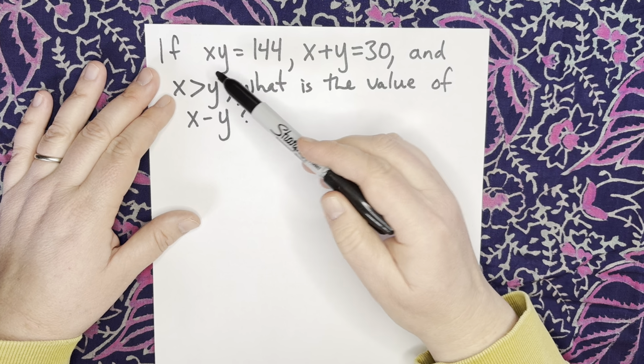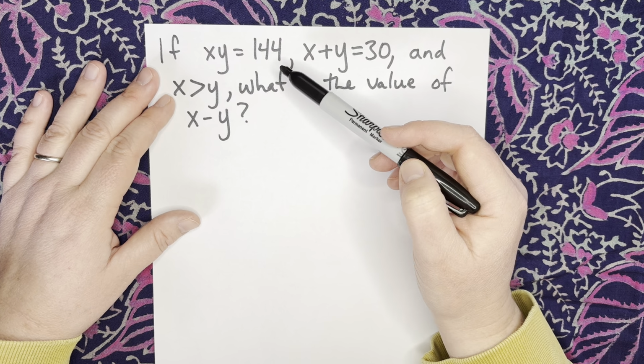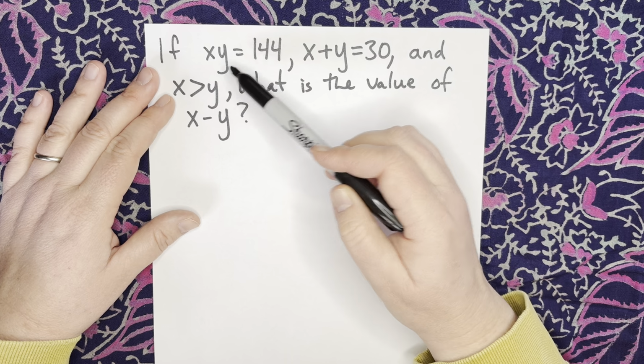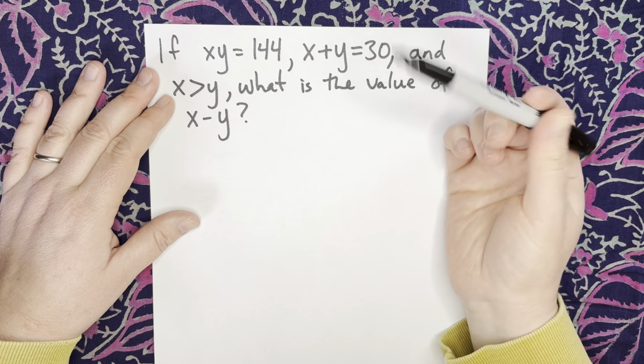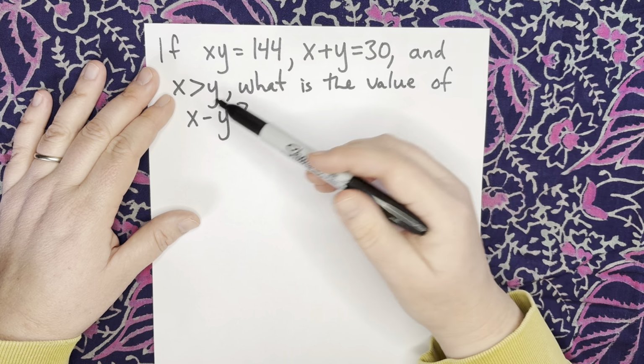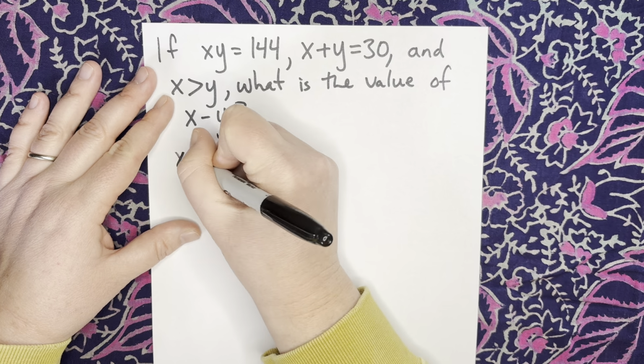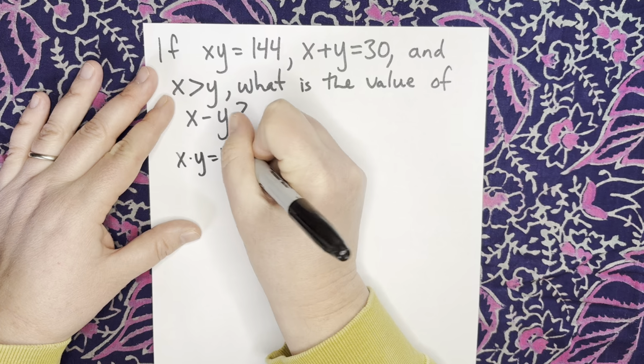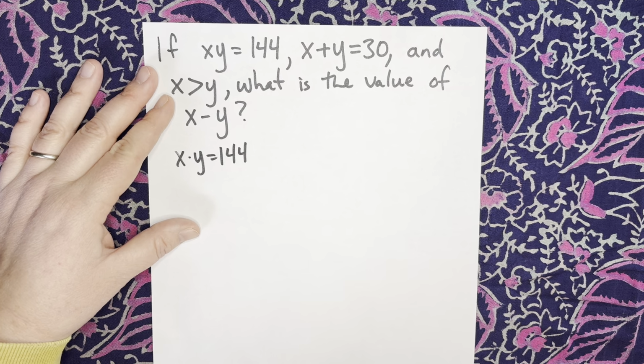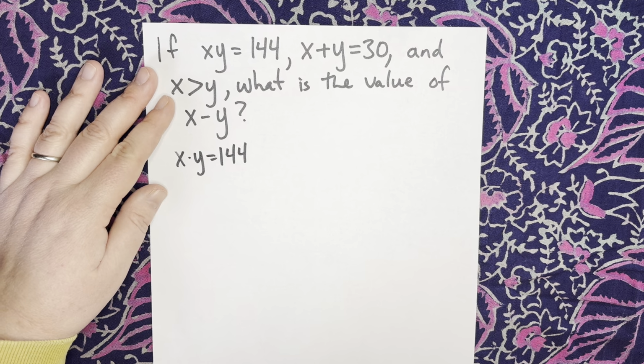However, I noticed that x times y equals 144 is just saying what two numbers multiply to create 144. It's really asking me for a list of factors. So first we're going to think through this value. So I have x times y equals 144. Let's make a list of all the factors of 144.